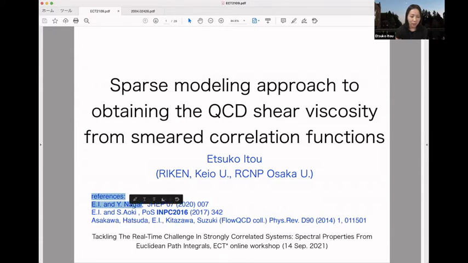Today I would like to introduce my recent work, in collaboration with Yuki Nagai. He is also a condensed matter theorist. Based on this paper, we investigate the QCD shear viscosity using the sparse modeling approach and from the smeared correlation function, which is calculated by the gradient flow method in lattice QCD calculation. This paper gives a first step to obtain the shear viscosity. So here, I'd like to introduce the methodology of the gradient flow method and the sparse modeling method.